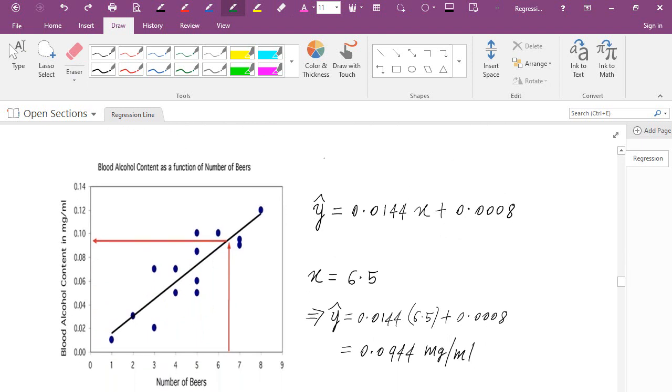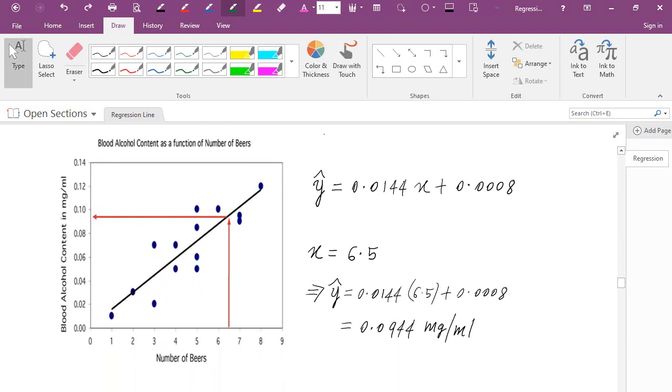So here's an example. Let's say that here we have the scatter plot for number of beers and the blood alcohol level. And let's say the least squares regression line turns out to be given by this equation: y hat is equal to 0.0144x plus 0.0008.